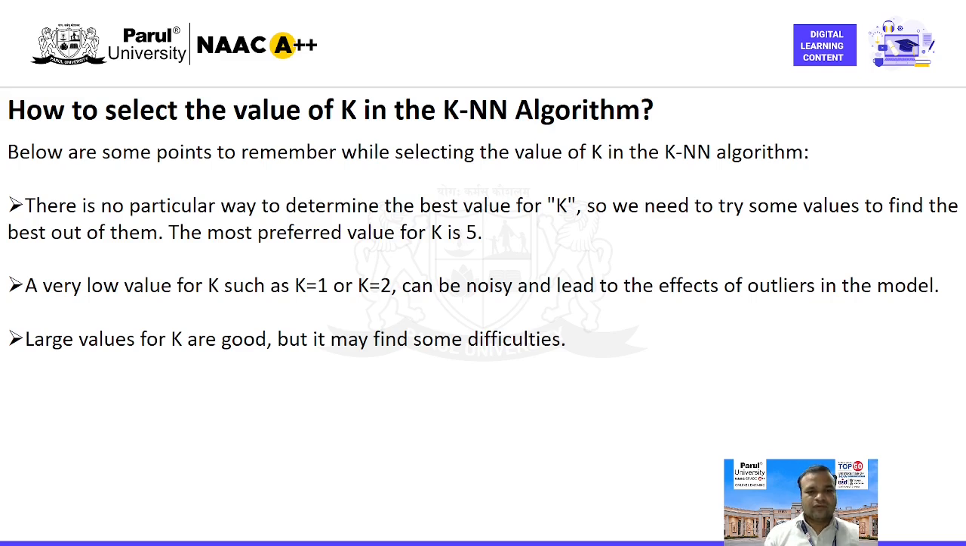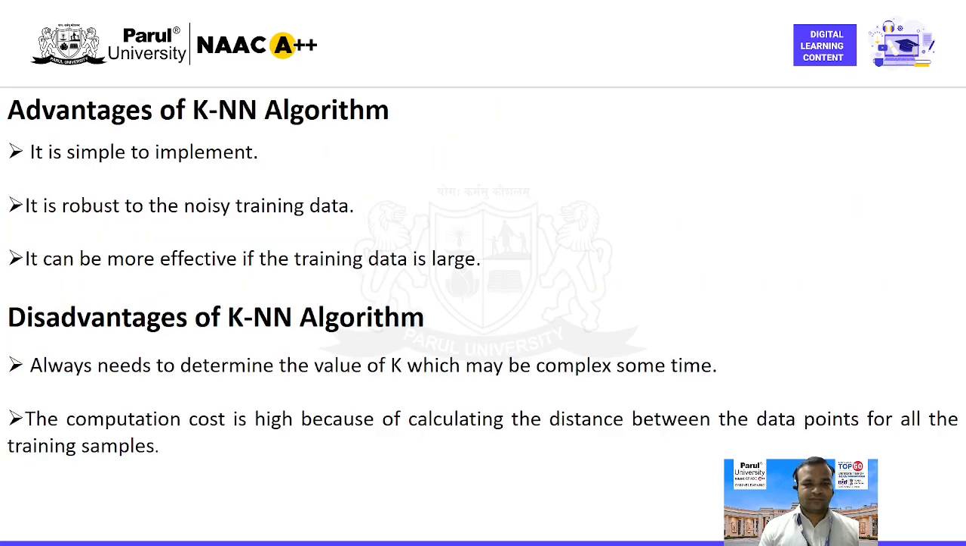A very low value for K, such as K equals 1 or K equals 2, might produce some noise and lead to the effect of outliers in the model. Large values for K are good, but may bring some difficulties. So the most preferable is 5.